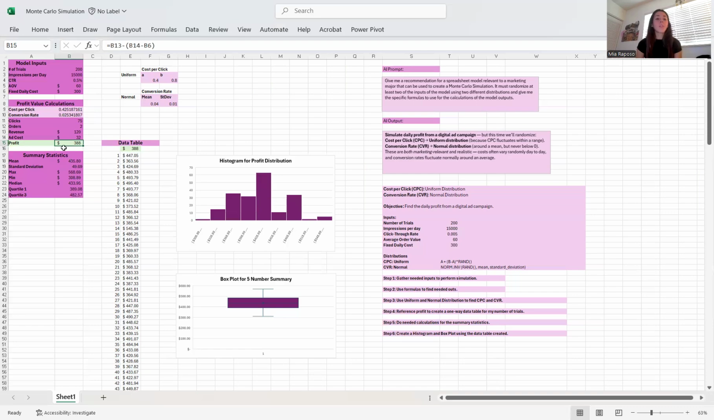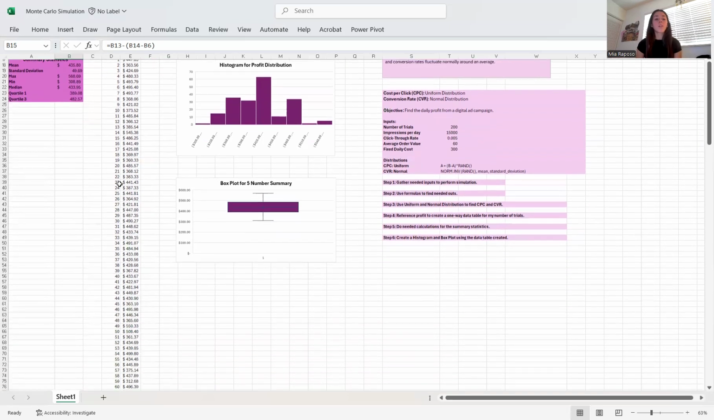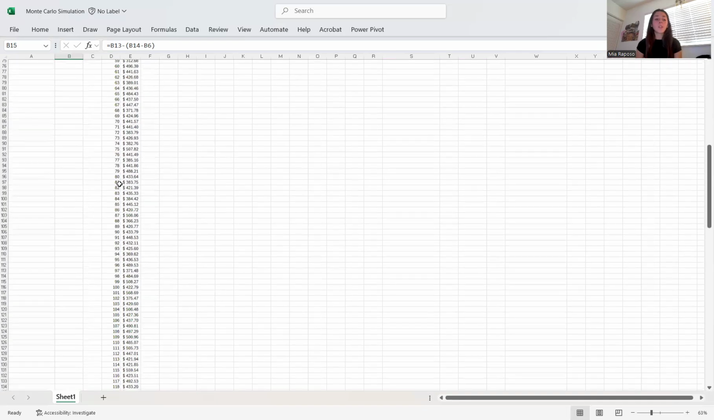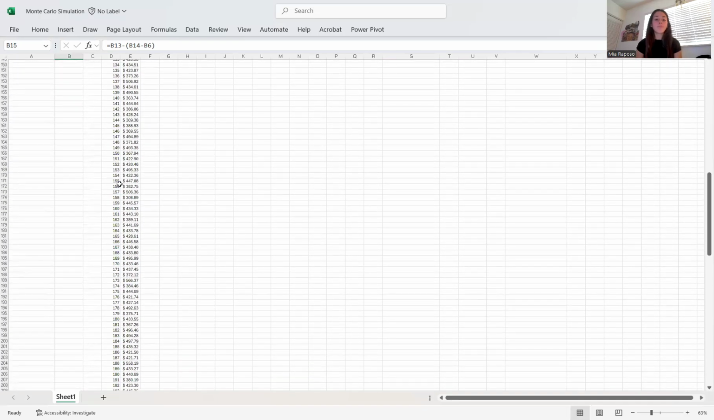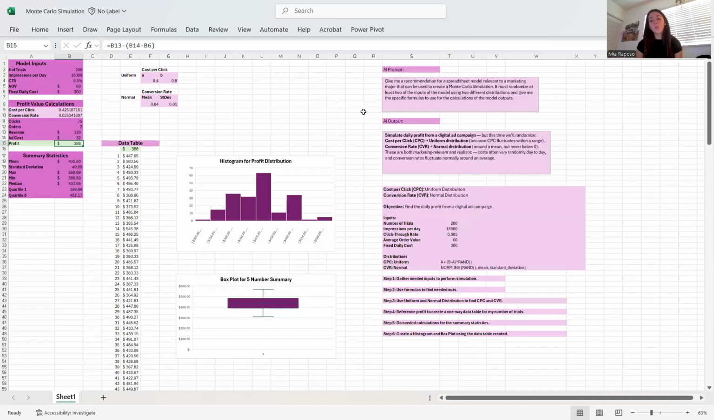Then I used that number as a reference to get my data table. Since I had 200 trials, that's how many numbers I had to use. It goes all the way down here. With that, you use data analysis and your data table, and it inputs all these numbers for you. That's what I used to get my summary statistics, the ones that we had to do in the instructions.